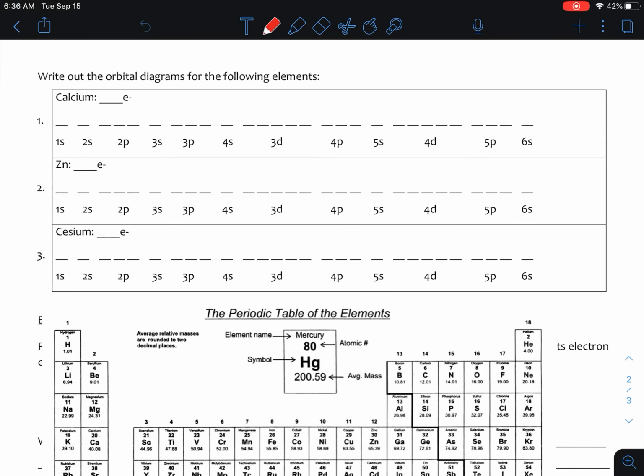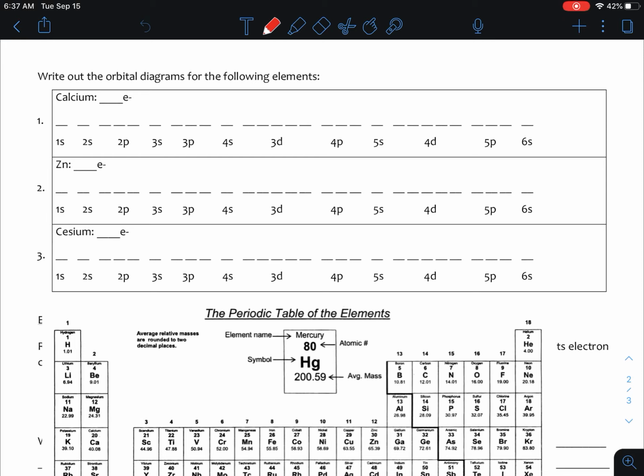Hello and welcome. This is day 2 of electron configuration. So we're going to be implementing the different rules that we talked about yesterday with the Aufbau principle, with Hund's rule, with the Pauli exclusion principle. Those different rules we're going to be taking a look at when we look at orbital diagrams.